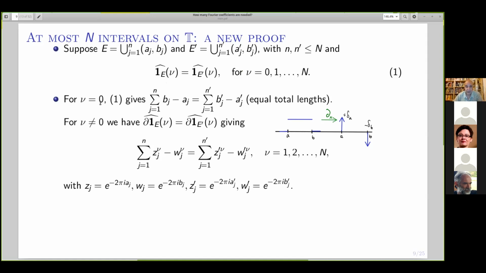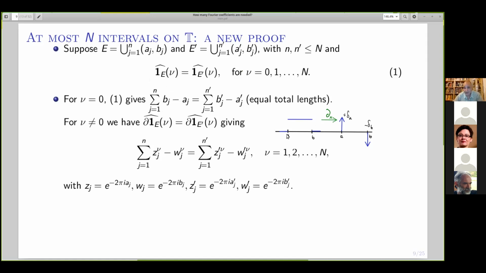And what do we do for a nu different from 0? For a nu different from 0, from this identity here, from the Fourier transforms being the same, we know that the Fourier transform of the derivatives of the indicator function are the same. Because this Fourier transform is just nu times this one. If nu is non-zero, you can cancel it from both sides. So you know that the Fourier transforms of the derivatives are the same. And we want to deal with the derivatives because the derivatives are much simpler.